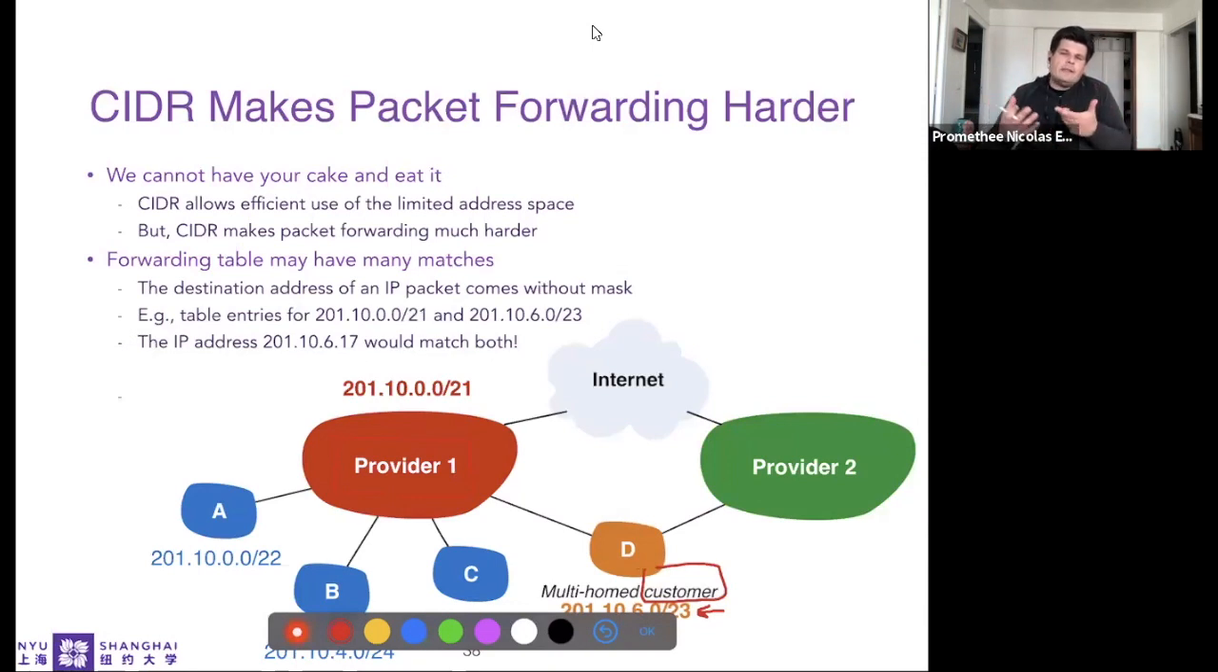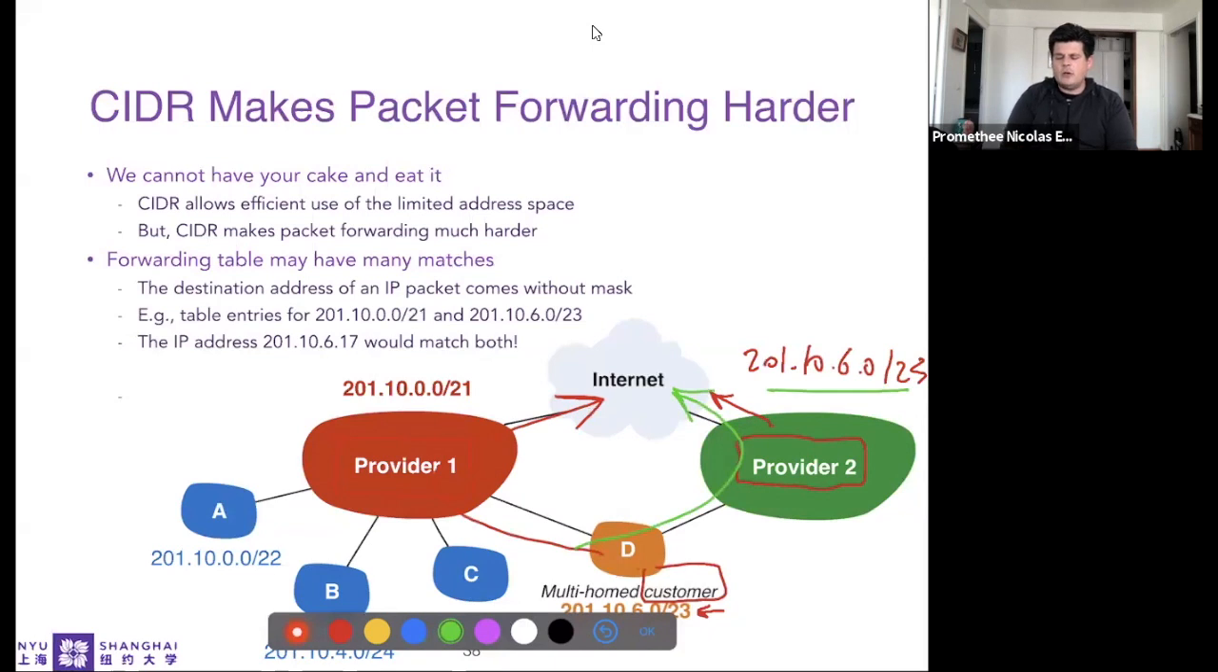But if you have two SIM cards, people should know you through your two phone numbers. So what we do here in the internet, some clever providers say, okay, no worries. As a provider, I'm going to use your slash and I'm going to advertise it. So it means that they're going to advertise the 201.10.6.23. So I have one route that goes this way, and I have the green one that goes this way for that destination.